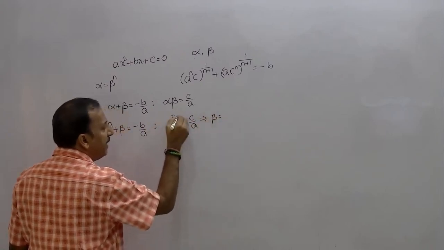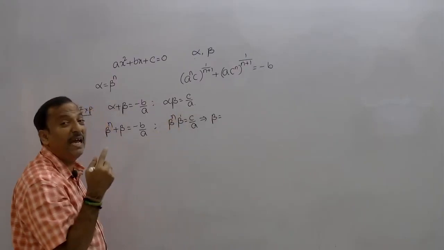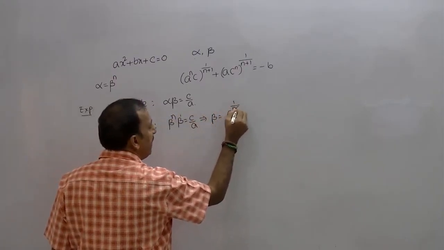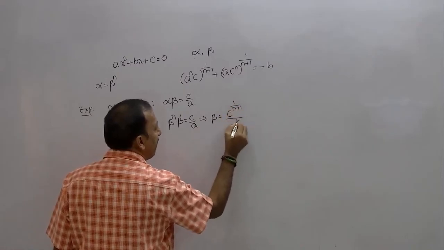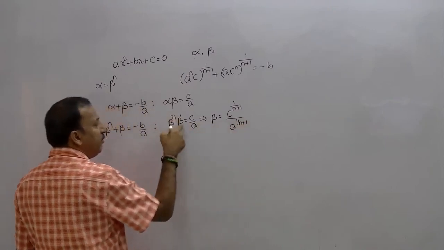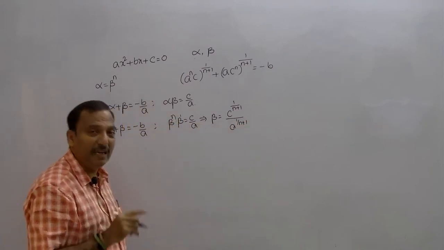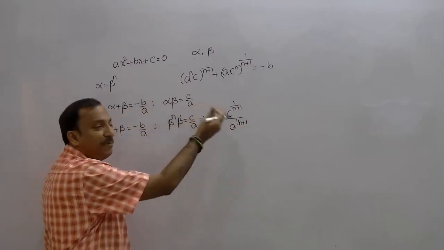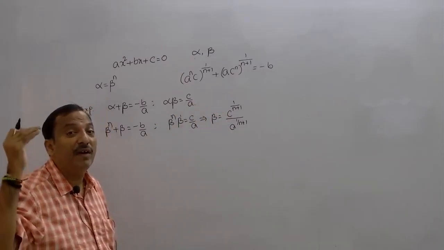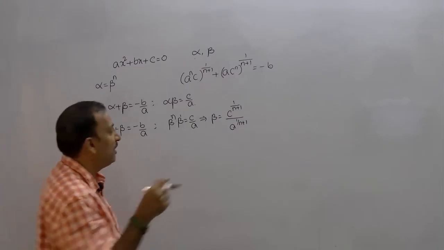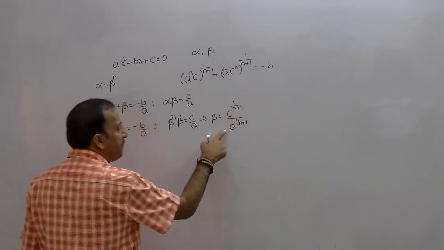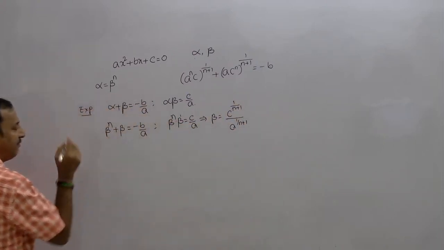Beta power n into beta is nothing but beta power n plus 1. Take that power to the right hand side: c power 1 by n plus 1 by a power 1 by n plus 1. Here beta power n into beta means beta power n plus 1. And if you take that power to the right hand side, c by a whole to the power of 1 by n plus 1. So that is c power 1 by n plus 1 by a power 1 by n plus 1. Substitute the value of beta in the first equation.